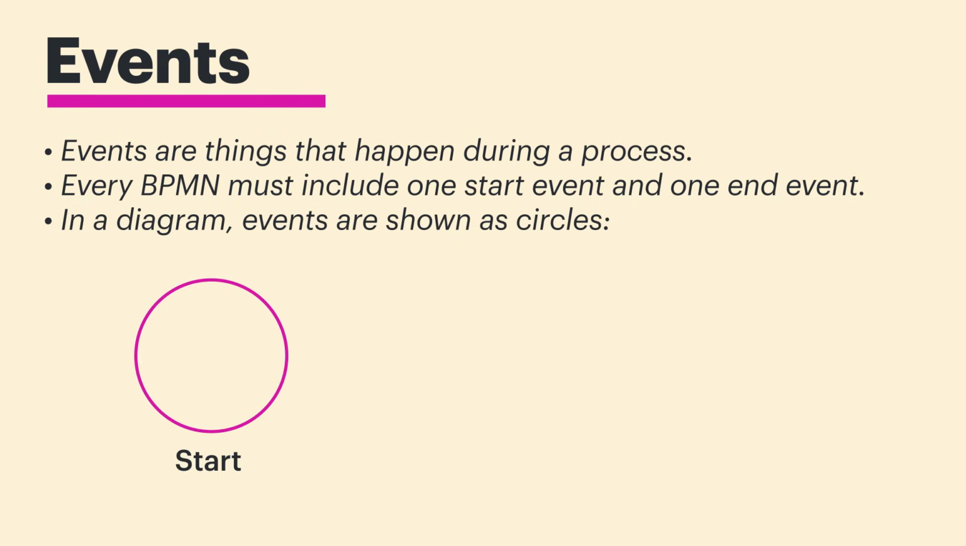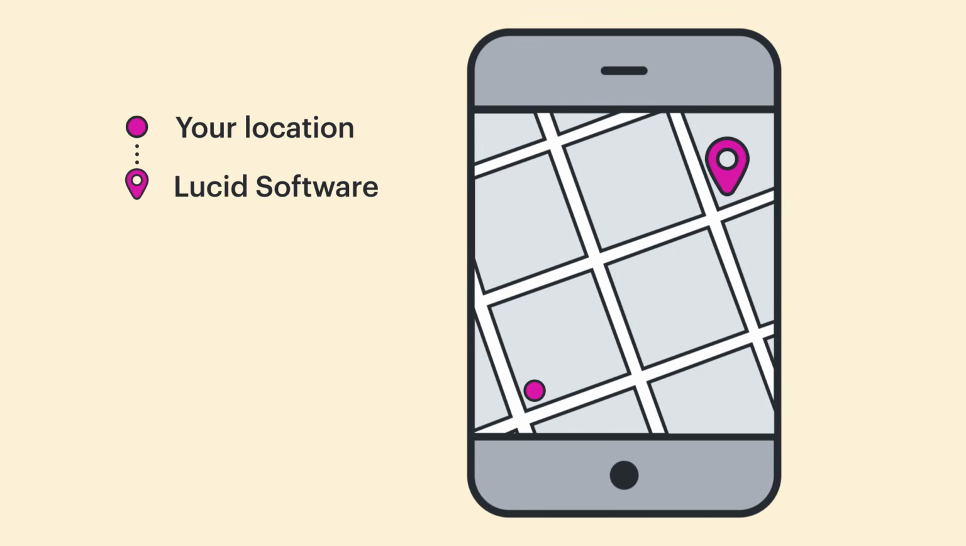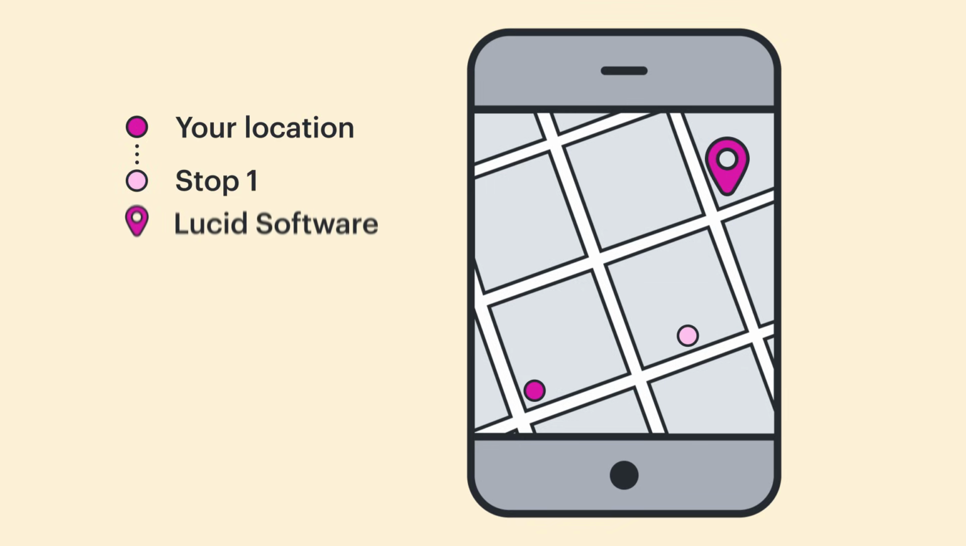A start event is a circle with a single thin line. An intermediate event is a circle with a double line. And an end event is a circle with a thick, solid line. Think of events like markers on a map. You've got your starting point, your destination, and maybe a few stops along the way. They don't really do anything, they just mark what's happening.